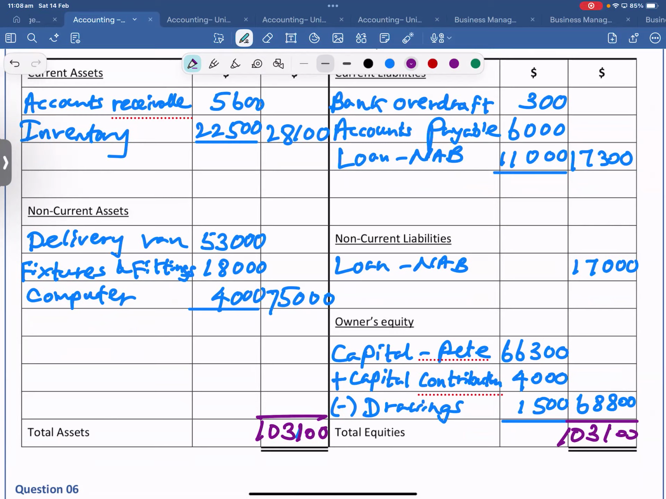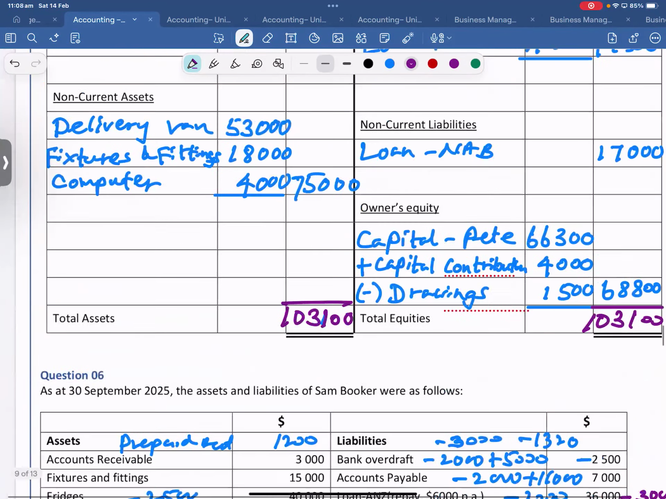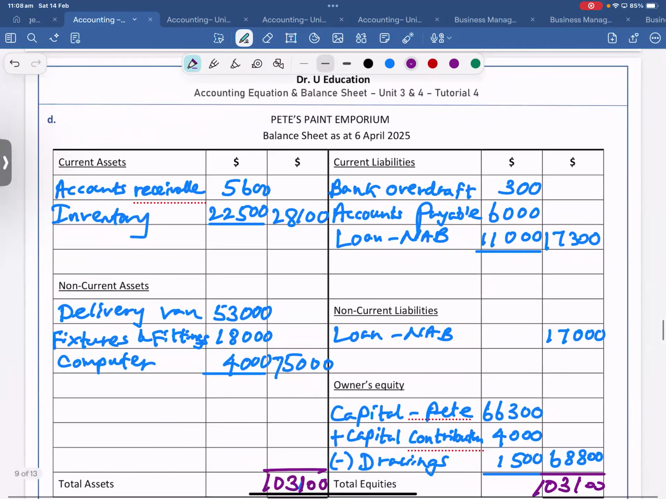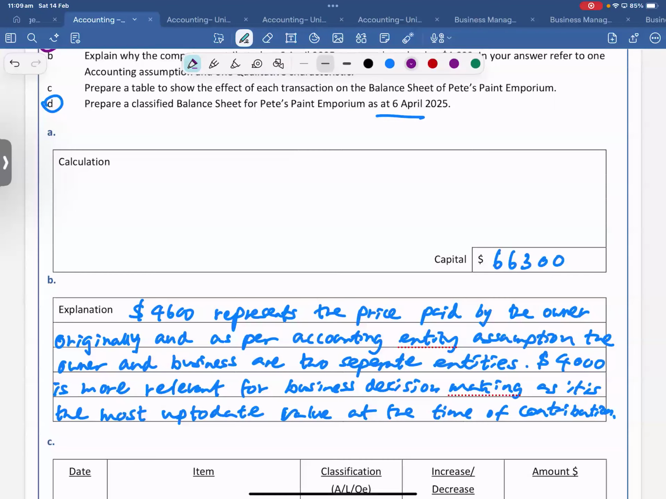Yeah. Any questions with this? No? Okay, you want to start the next one? Question number 6. Right. Read it and then figure it out. Please take down the answer for part B.